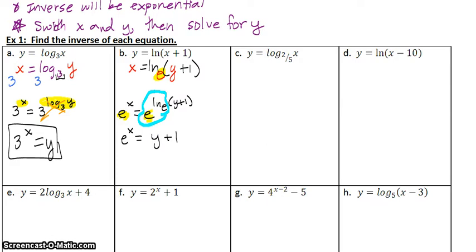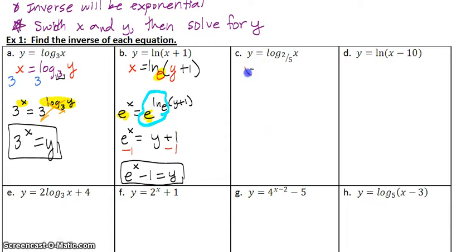Now I'm at the stage where I can get rid of the plus 1. So I would subtract from both sides. What I end up with is e to the x, subtract 1 equals y. Alright, I'm going to go slightly faster now. If you understood those, you could skip ahead to part E because C and D are just repeats.